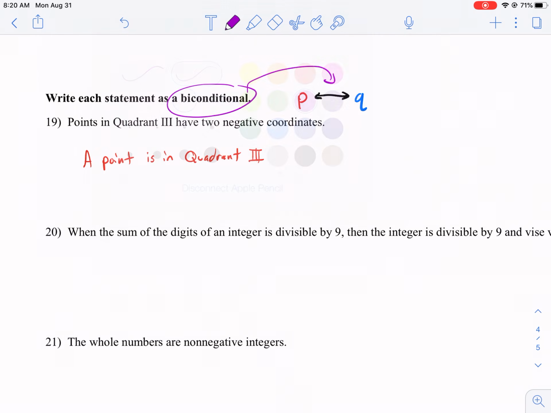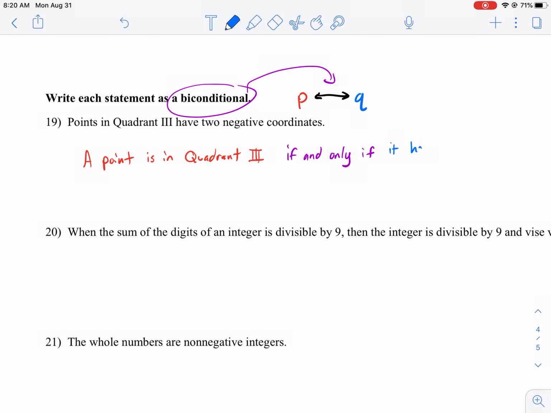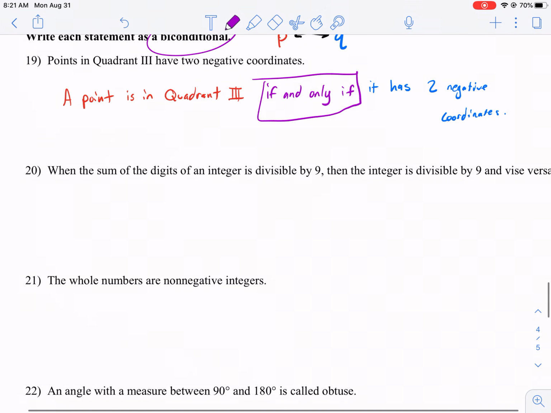And this is the cool part. If and only if. This is what makes it biconditional. It has two negative coordinates. So that's what makes it a biconditional, is really this. Notice how there's no if and then kind of sandwich, an if there and then there. There's none of that. Okay, so I can talk you through the next, let's go 21.